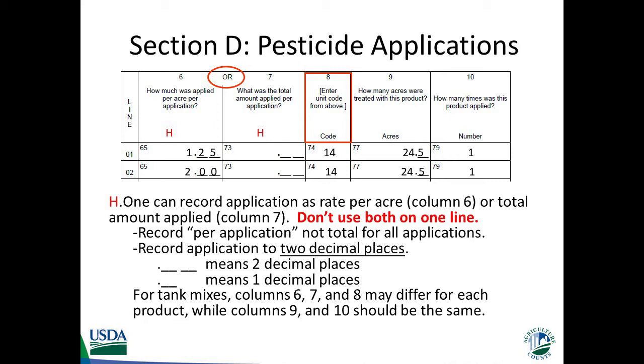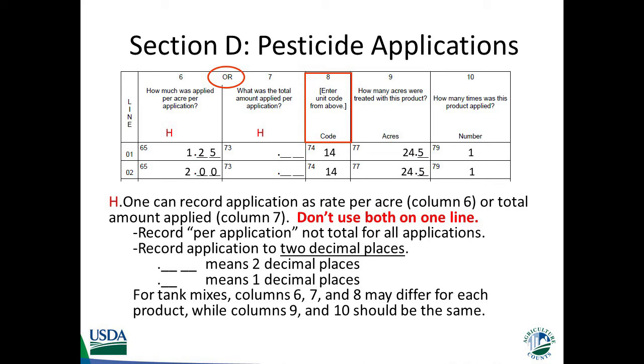6 and 7 by the number of applications in column 10. For example, suppose an operator reported to you there were 3 separate applications of a particular product made during the season, and the application rate was 2 pints per acre for each application. We will want to record the 2 in column 6, the 14 in column 8 to indicate pints, and a 3 in column 10 to indicate there were 3 applications at 2 pints per acre.